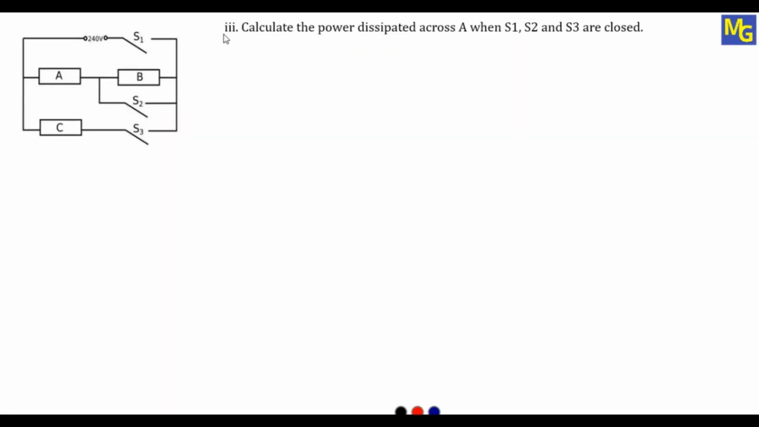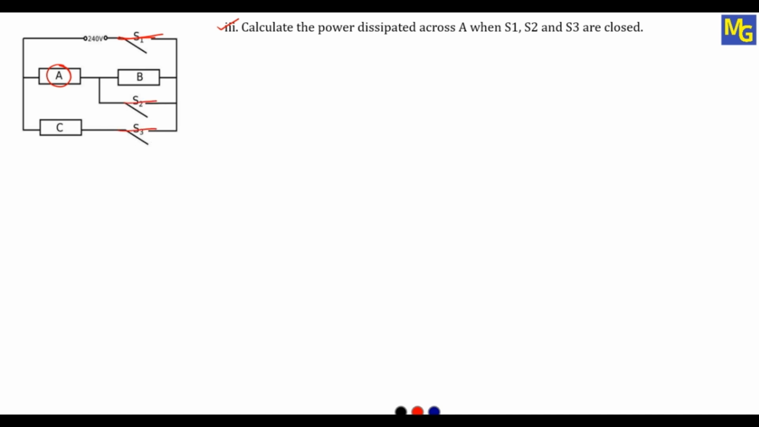So now the third question, that is calculate the power dissipated across A when S1, S2, S3 are closed. Now see this diagram, we have to find out the power dissipated in A heating element when S1, S2, S3 all three switches are closed. So imagine this is closed, this is closed, and this is closed.